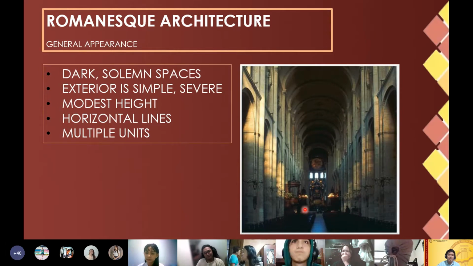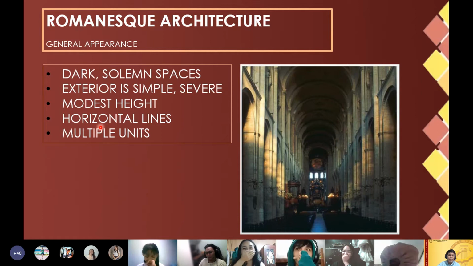Like, for example, if you compare the Gothic, which we will explain in our next topic, mas taas gud ang Gothic architecture compared sa Romanesque architecture. So that's why it's called modest in terms of height. Number 4, horizontal lines. Sa iyang building, makikita na nimo ang pag-feature niya sa mga horizontal lines. And number 5, multiple units. We'll discuss this one in the next few slides.